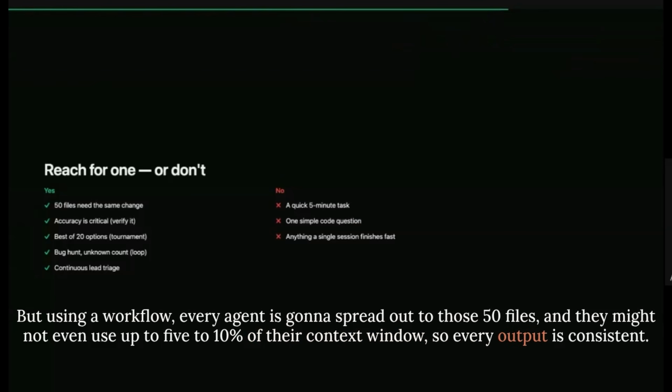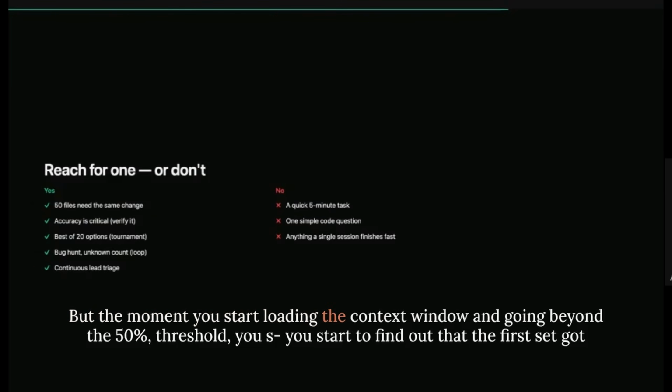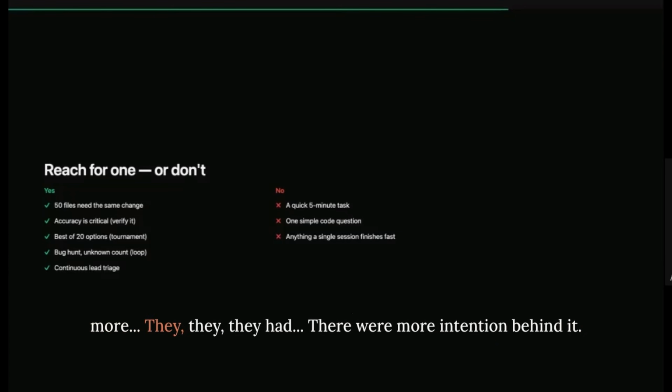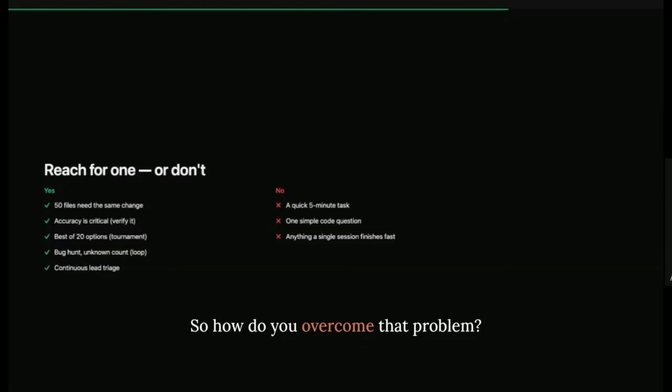So every output is consistent. The thing with the regular session is the first 10 files that need change might really go well. But the moment you start loading the context window and going beyond the 50% threshold, you start to find out that the first set got more intention behind it. It was more accurate, but the other ones following after are a bit mid. So how do you overcome that problem?